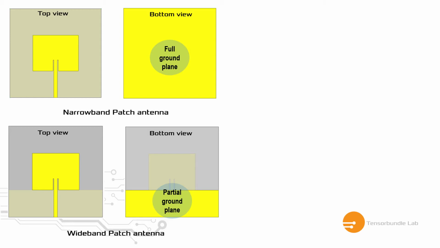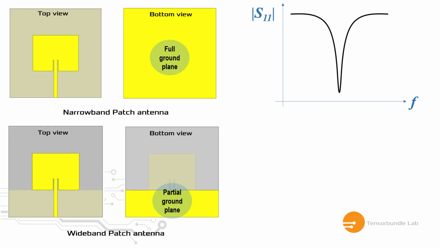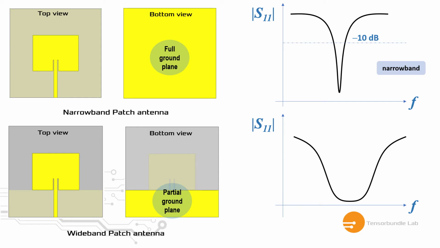For example, if we look at the return loss plot of the narrowband patch antenna, you will find a narrowband frequency response. This is the typical response for a narrowband patch antenna. But for the wideband patch antenna, the response will be much wider, because the capacitance between the ground plane and the radiator will be decreased, and it will increase the bandwidth.